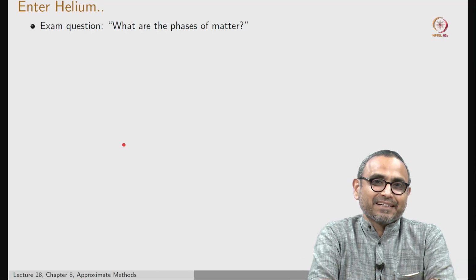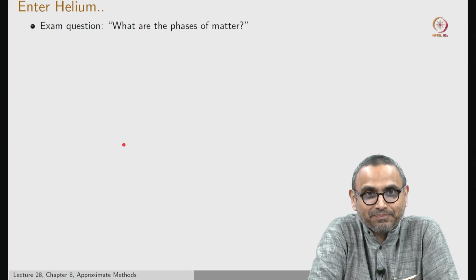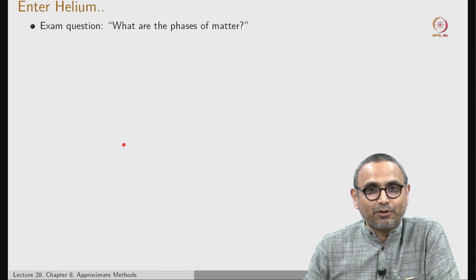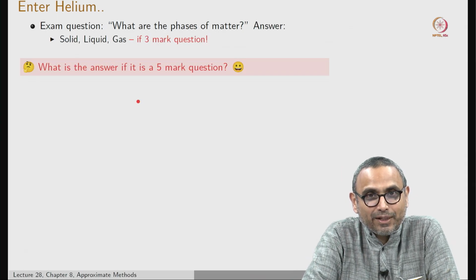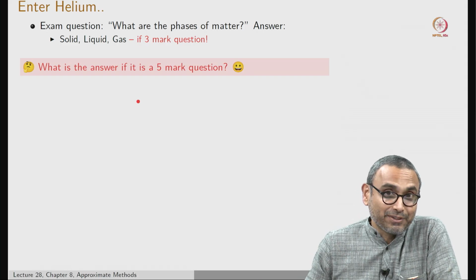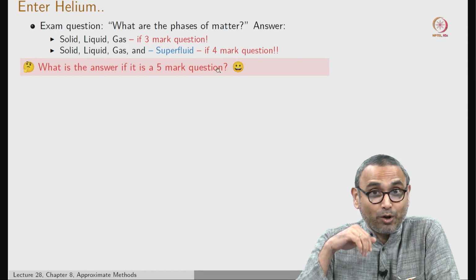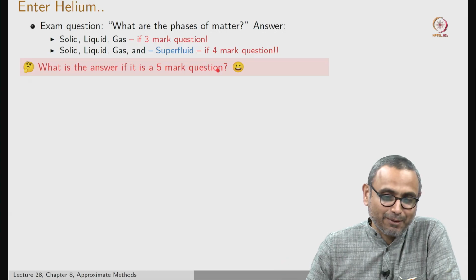Now I am going to change gears and start talking about superfluids. So let us ask ourselves some questions that we might be asked in an exam. What are the phases of matter? Your answer will depend on a variety of things. One answer is solid, liquid and gas, if it is a 3-mark question. What if it is a 4-mark question? Of course then you have to add the superfluid. Now something for you to think about: what will be the answer if this is a 5-mark question, what are the 5 different phases of matter? Okay, alright. So you think about that.